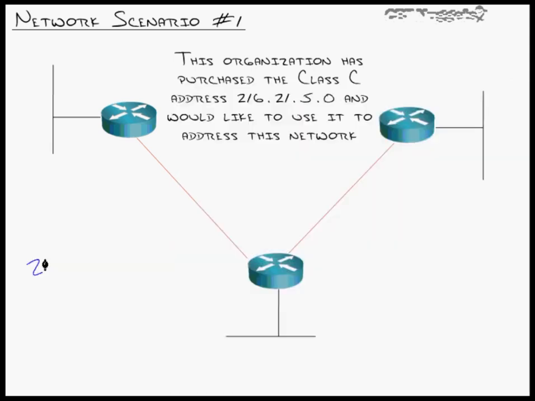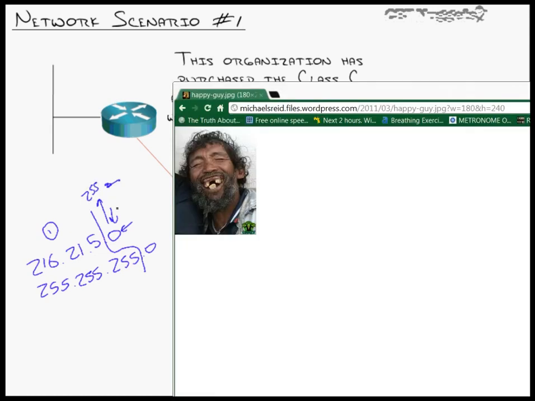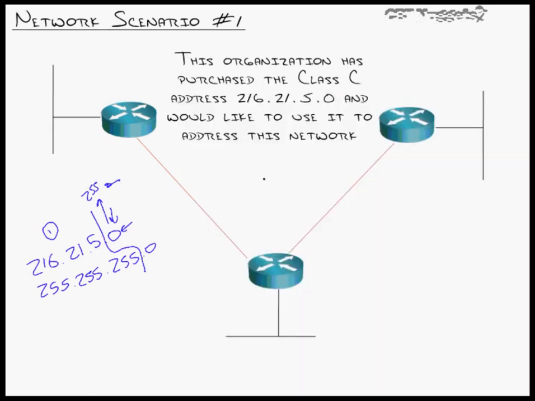The trouble with this is you get 254 hosts, but you only get one network. 254 hosts on one network, but only one network. That's a problem because we have 3 locations.